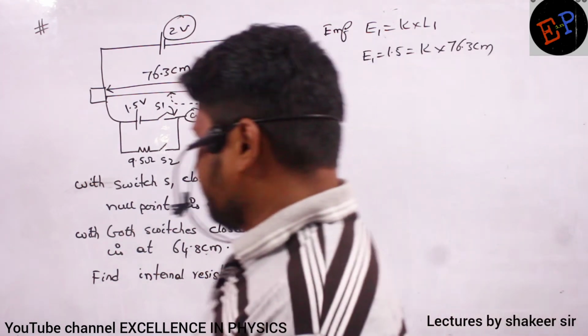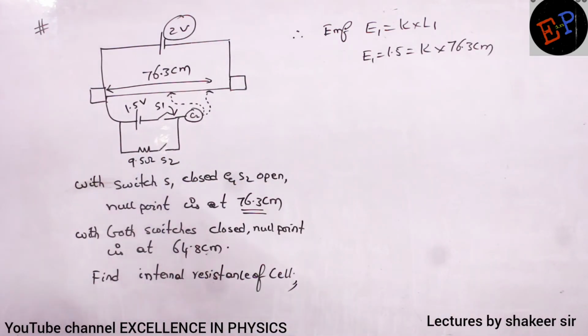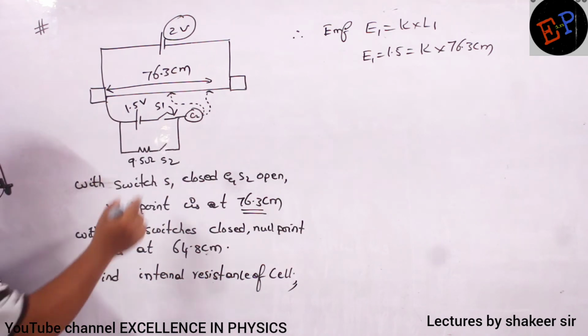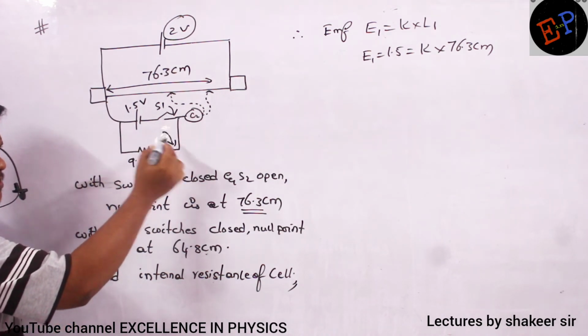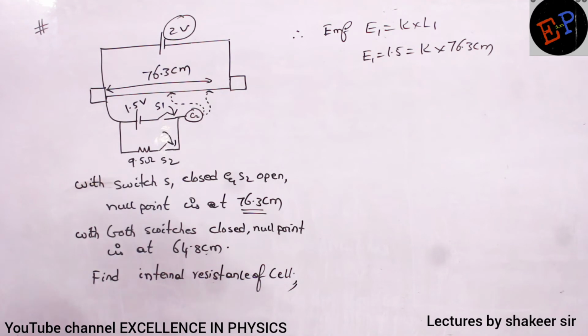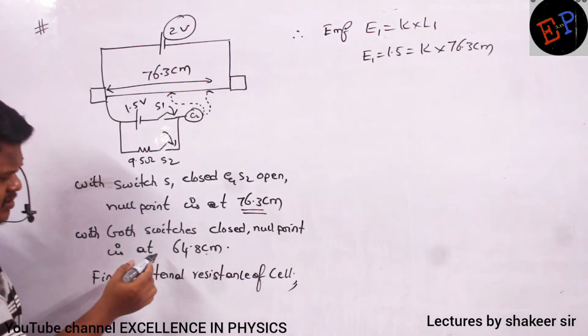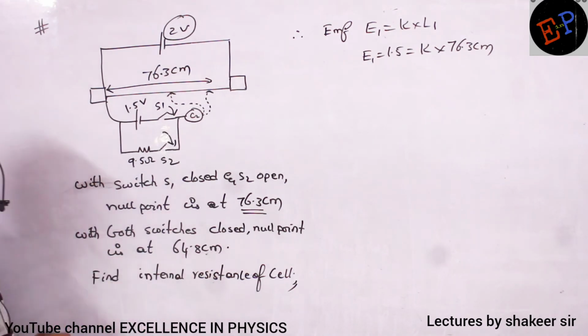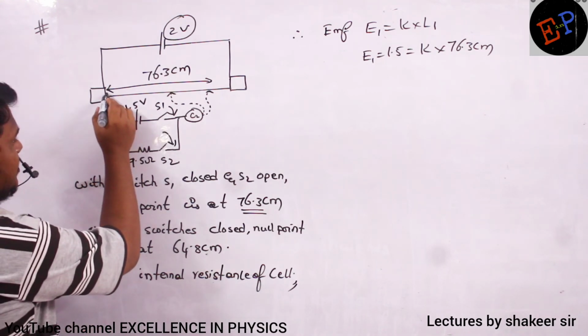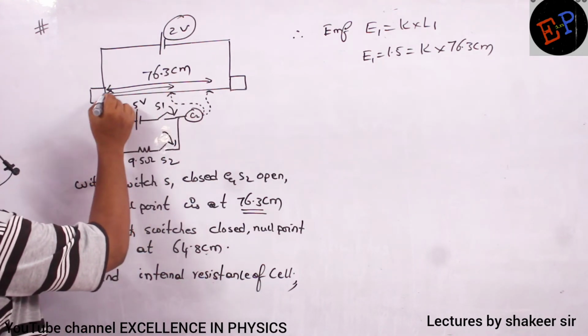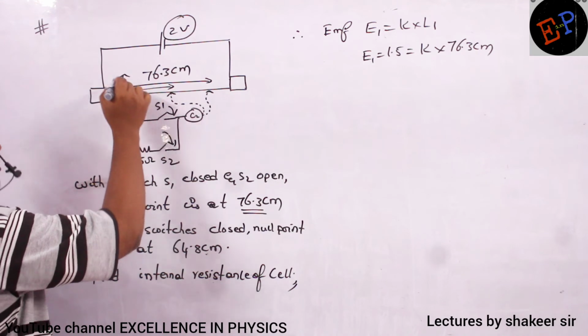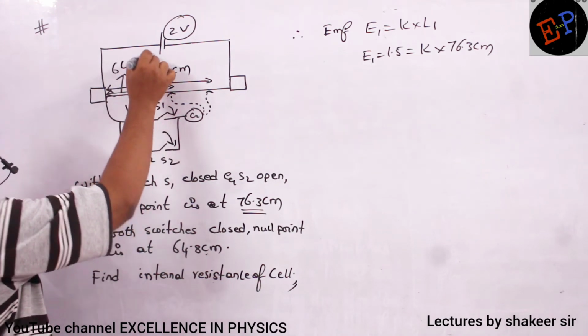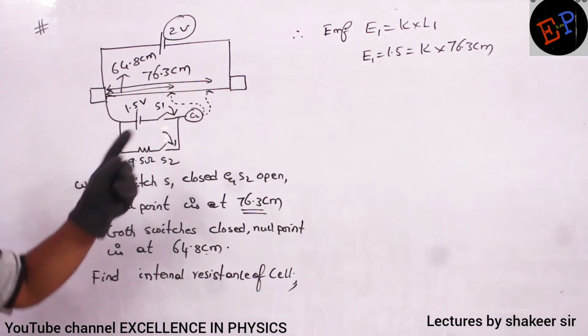Clear, no? Now what is the second point he's saying? The second point is when both the switches are closed. I am closing the first switch also, I am closing the second switch also. If I close both, then I am getting the null point at 64.8 only. It means this second length is 64.8 centimeter. Now why has the length reduced, can you say?